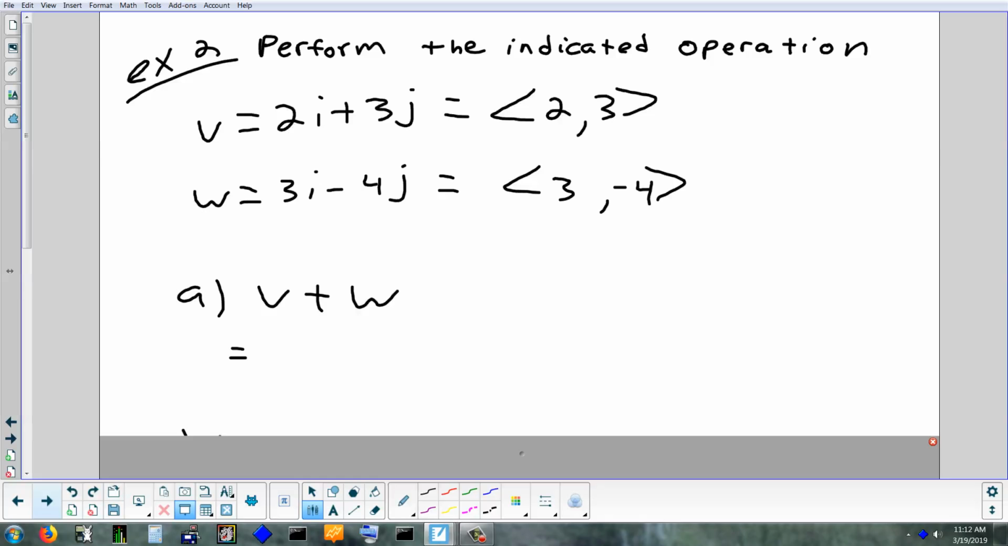Right, so Tori, if I add those up, what would be the horizontal component? 5. And if we write it as a unit vector, that would be 5i. So we got 5i. And Kaya, how about my vertical component? Negative. And what else would go with it? Yes, exactly. Now, when it's a negative 1j, you can just put minus j. That's fine. Okay, so there's your answer in unit vector form.